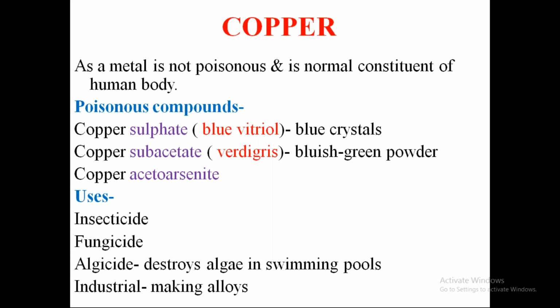What are the uses of copper? Copper is used in insecticides, fungicides, algicides, and also in making alloys. An algicide is one which destroys algae in swimming pools. So swimming pools are disinfected by these copper containing products.